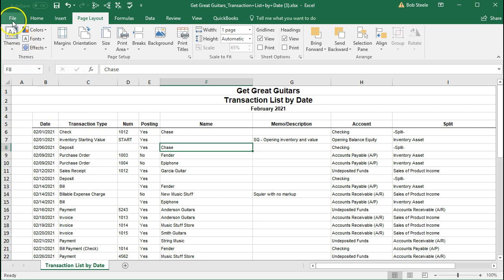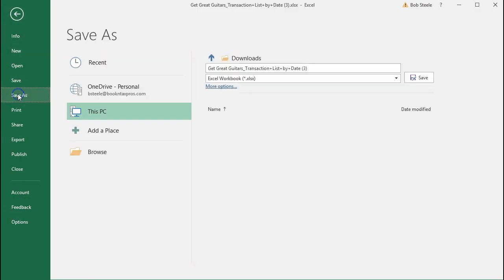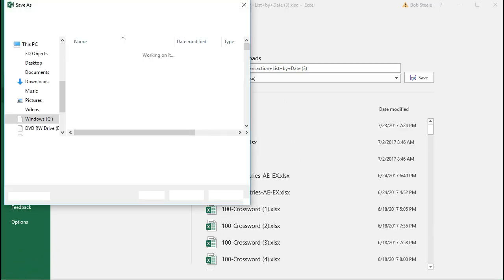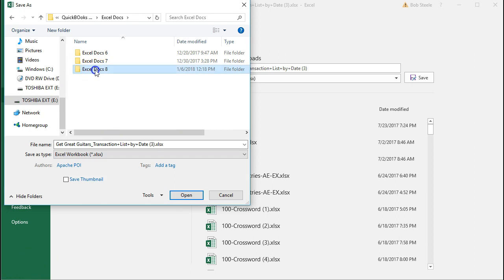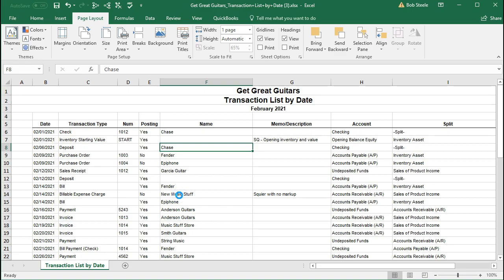We're going to save this by going to the File tab once again and Save As. We're going to browse to the location we want to put this. We're going to put it into our same Excel docs folder here. Here it is, Get Great Guitars, and there's the name of the report. Again, we might want to change the dates and save it as a date format. But we're going to keep it as is and save that report.